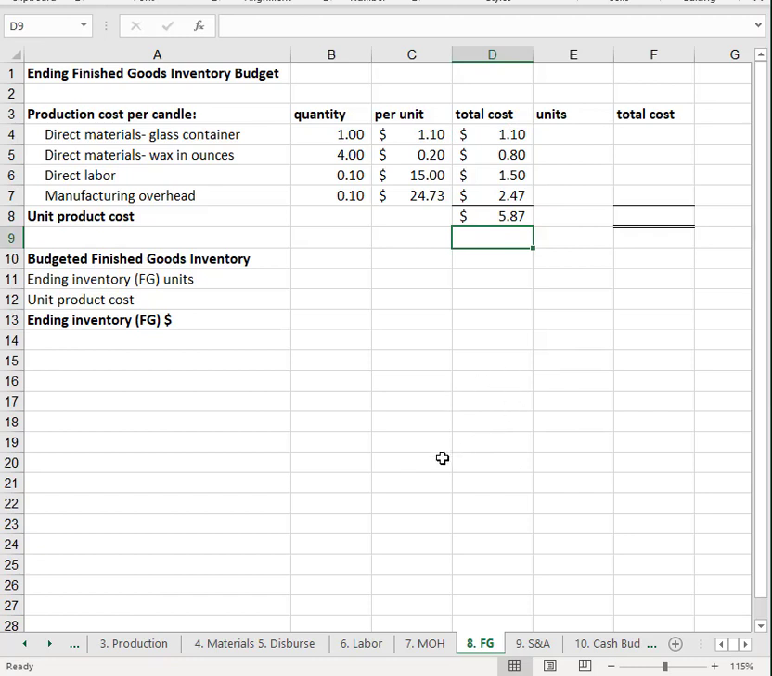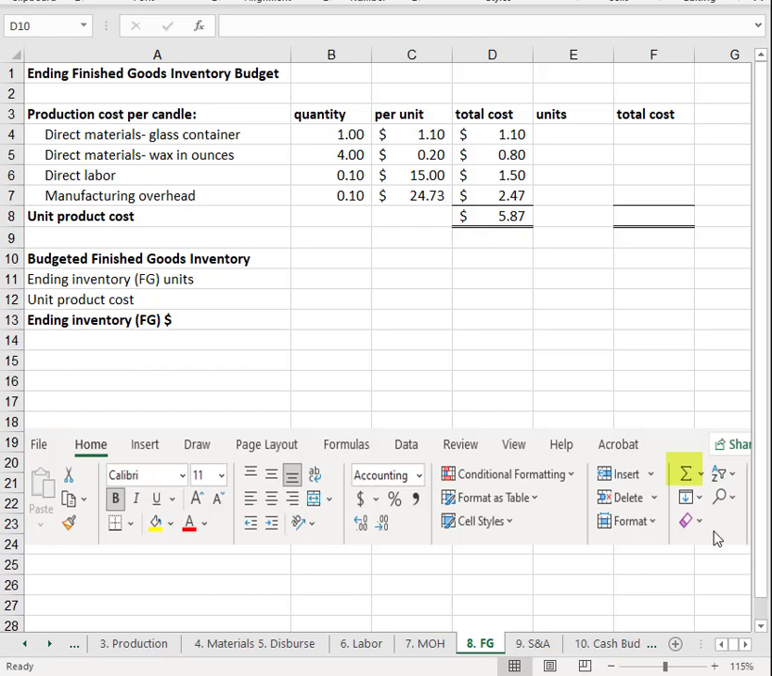I probably should have showed you this before. Hold on. So here's my menu bar. I'm on the Home tab, and over here to the right is this Sigma thing. That means sum. If I click here, you can look at the pull down menu. Let's see if I can show it here. No, but it's got sum and average and various things. So I'm using it for the sum.